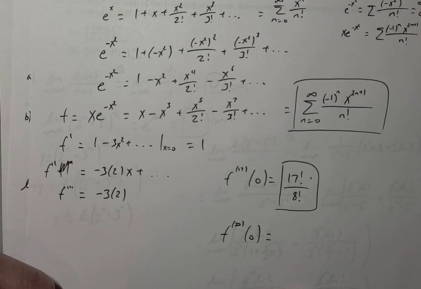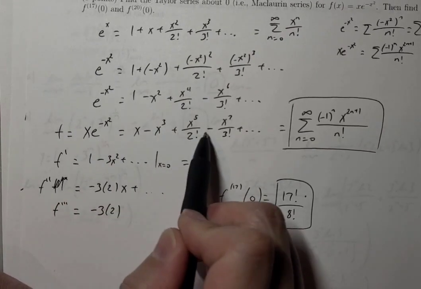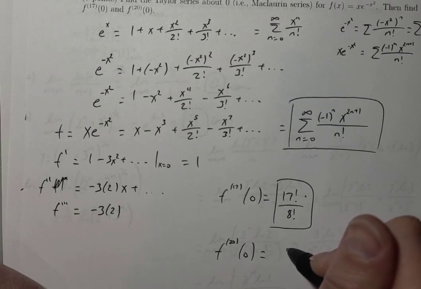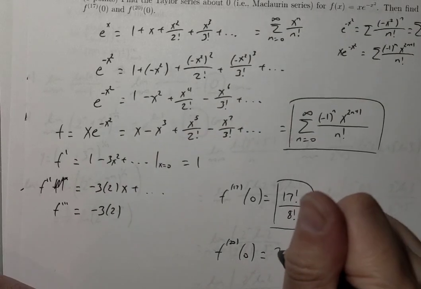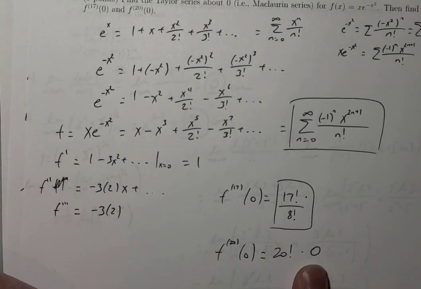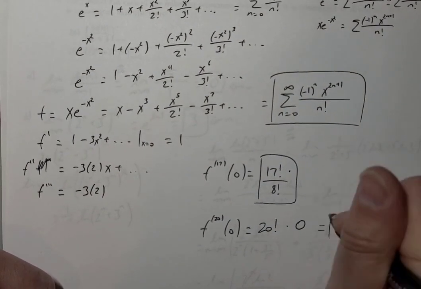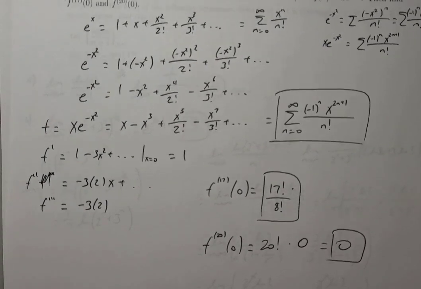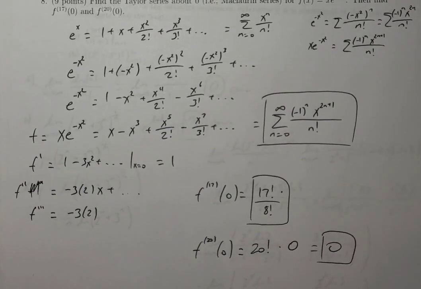Okay, so by the same logic, what's the coefficient out in front of the 20th degree term? Well, notice that it's all odd. So technically, it'll be 20 factorial times 0. Because we have a 0 out in front of the x to the 20th term. So this is 0, as simple as that. Okay, that's how you solve these types of Taylor series problems. For some reason, they love asking this at UCLA. So this is the technique to do it.